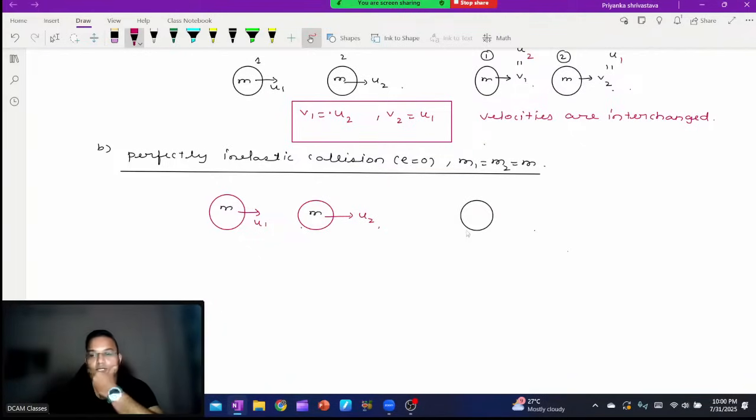Just give me the result quickly. What will be the value of V1 and V2 in this case, using the above formulas? We have to substitute in the formula. Just substitute. So during that time you will solve, and I will give you a question that you can do as homework.